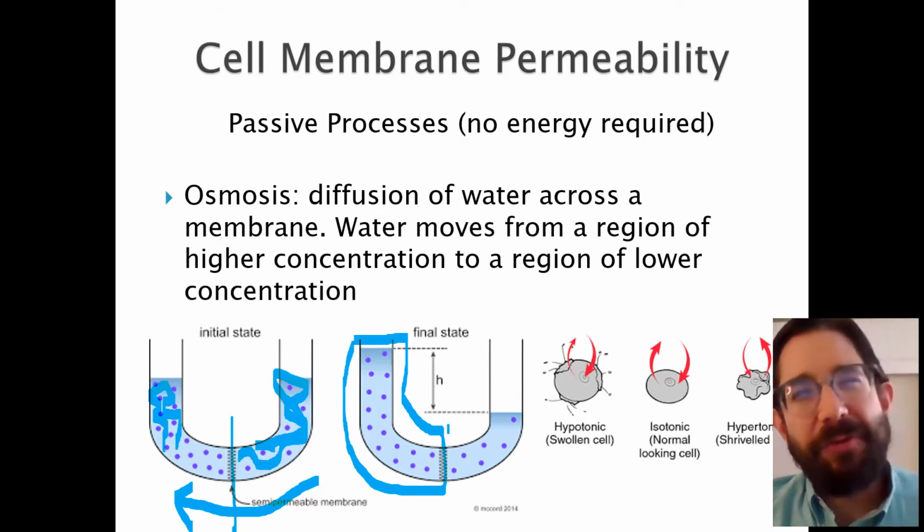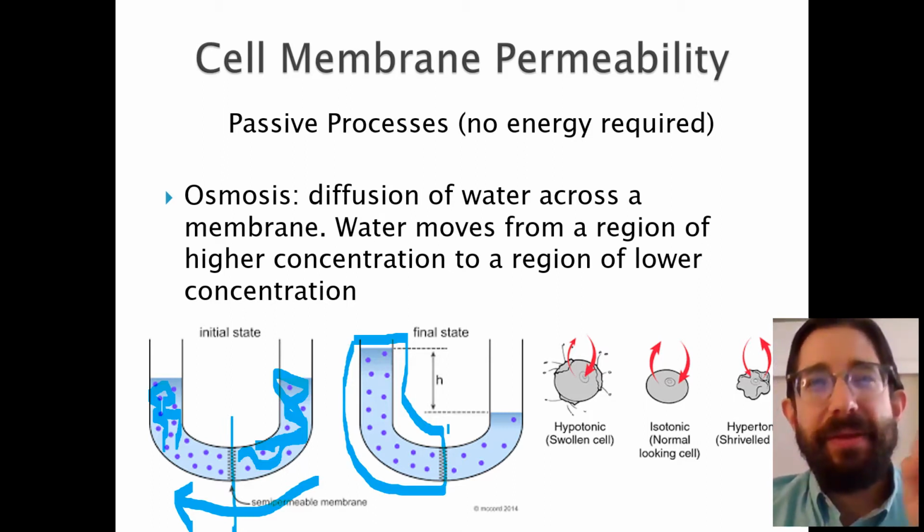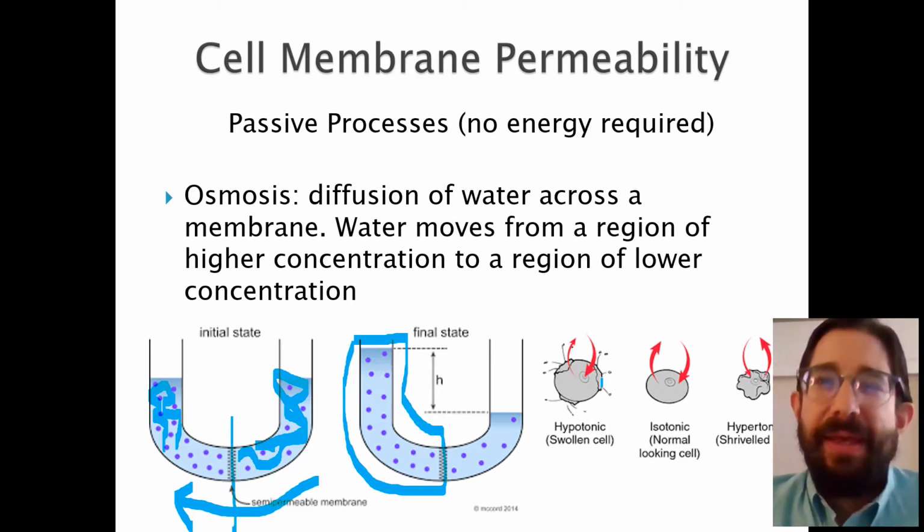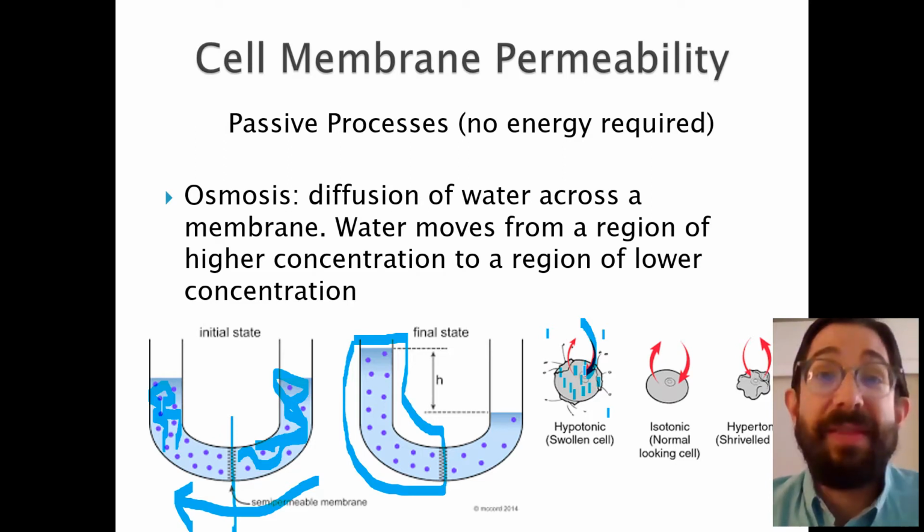If that seems a little strange, let's look at an example inside the body. If you have a cell that has a high concentration of a solute, let's say a lot of blue dots, and then the outside environment has a low concentration of that solute, water will move in and out of the cell all the time, but more water is going to move into this cell and cause it to swell, maybe to burst.